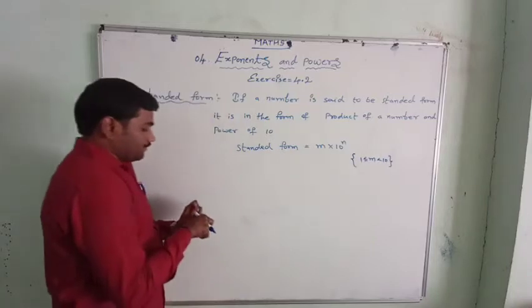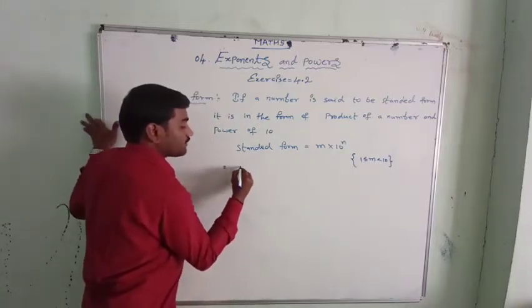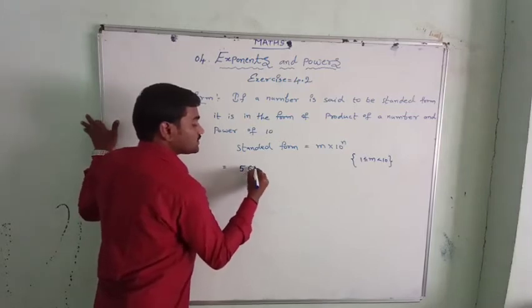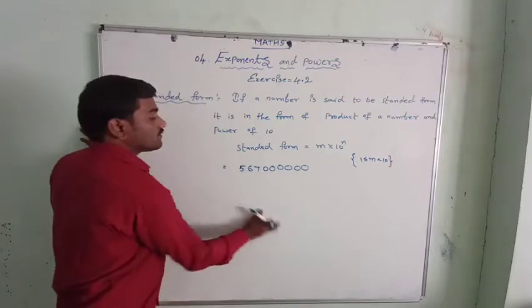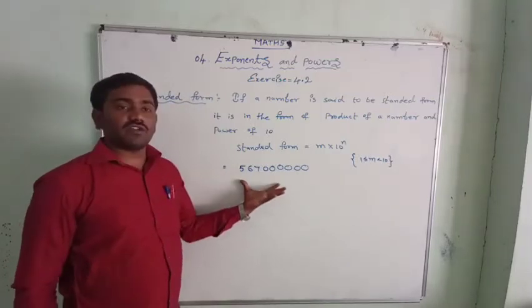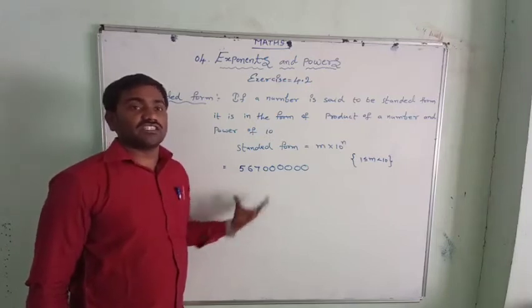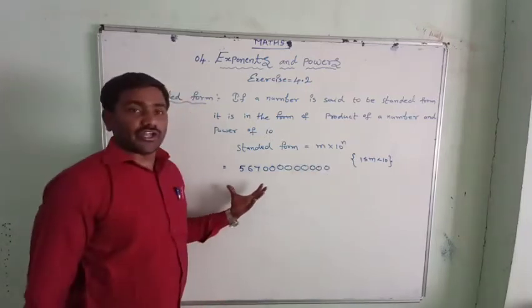Suppose, for example, you want to write 567000000000. This is called the usual form. Normally we used to read the numbers in this way. So, if a number is very big, it is very difficult to read.